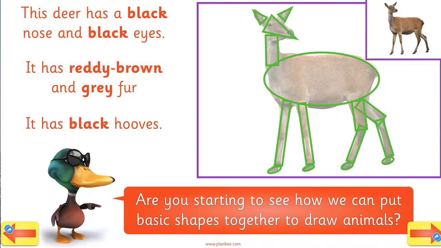Someone said triangles, didn't you? So those triangles for ears, a triangle shape for the face and the nose there, and then that big oval for the body, and then lots of rectangular shapes for the legs as well, and another oval shape for the hooves too. Great, well done everyone.